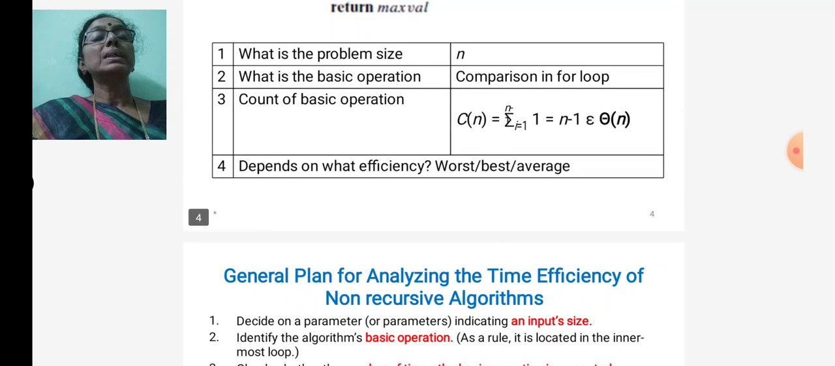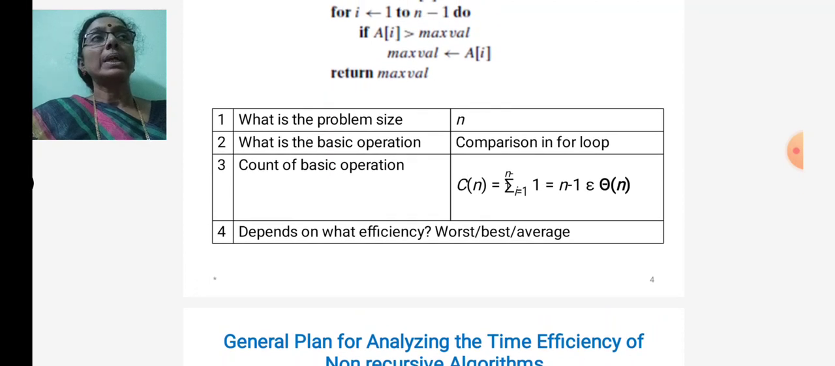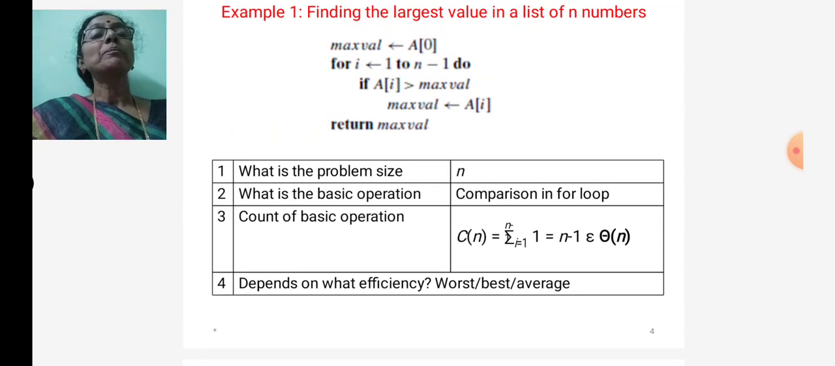For example, consider the given problem of finding the maximum element in the given array. What is the problem size? The problem size is n. What is the basic operation? It is the comparison of the maximum element with the remaining elements in the array, that is, a of i greater than the maximum element. This is the basic operation. Next, we find out how many times the basic operation is executed. Here we are using a for loop with i from 1 to n minus 1, and each time the basic operation is executed.